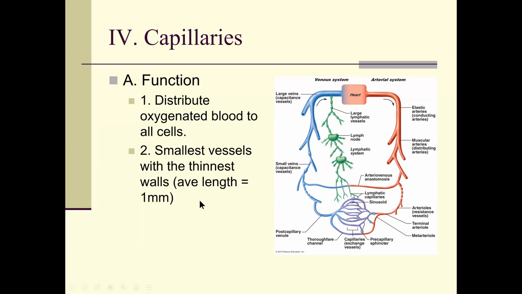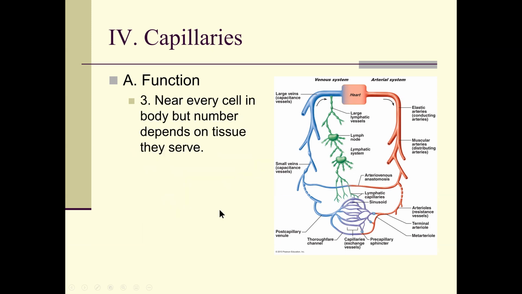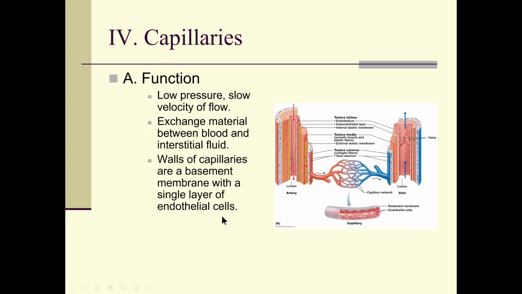Capillaries are the smallest vessels with the thinnest walls, and their average length is 1 millimeter. So the capillaries themselves are not very long, but they are near every cell in the body, depending on the tissue they serve. All tissues need oxygen, okay? Some tissues need more oxygen. Low pressure, slow velocity of flow.